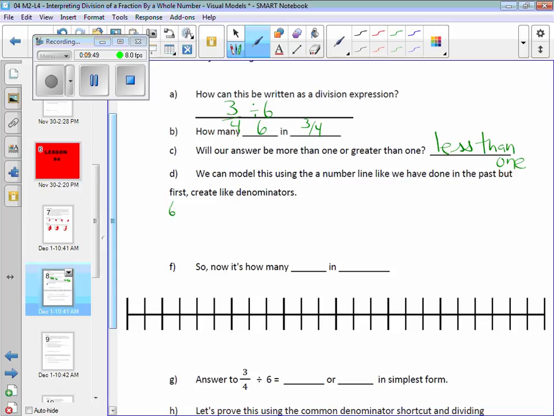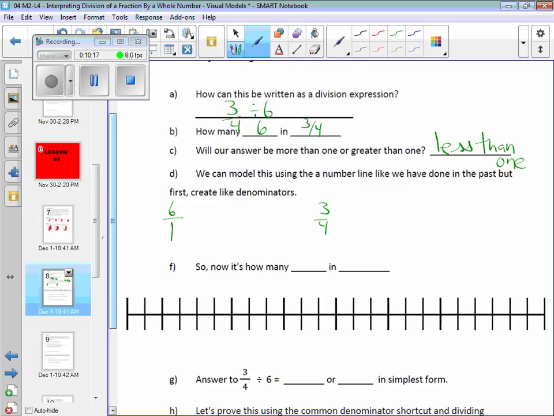I have 6 and I have 3/4. Write it in the blank space because before we can do anything, we need to create, well, what? Before we can model it on a number line, we've got to do 2 things. What's the first thing you got to do to the 6? You have to make it improper, so make it 6 over 1.